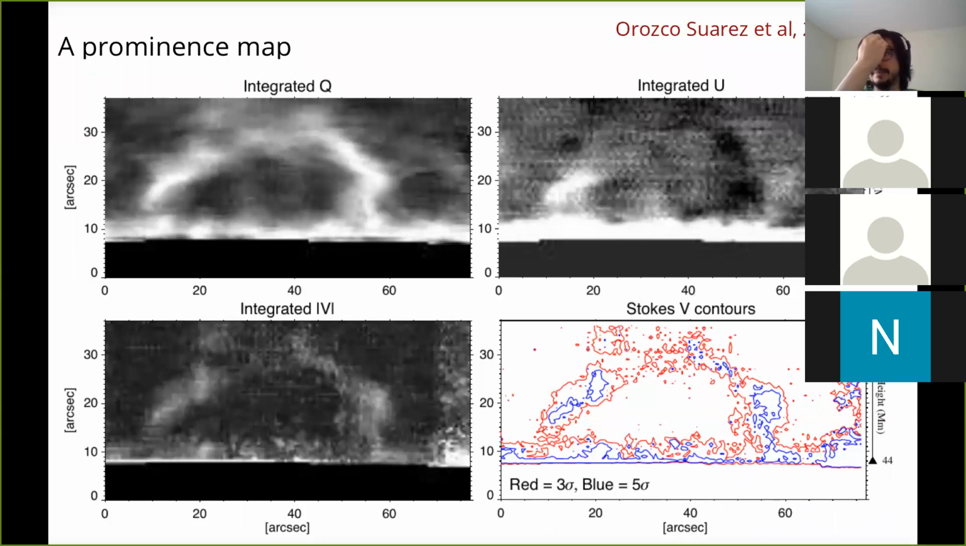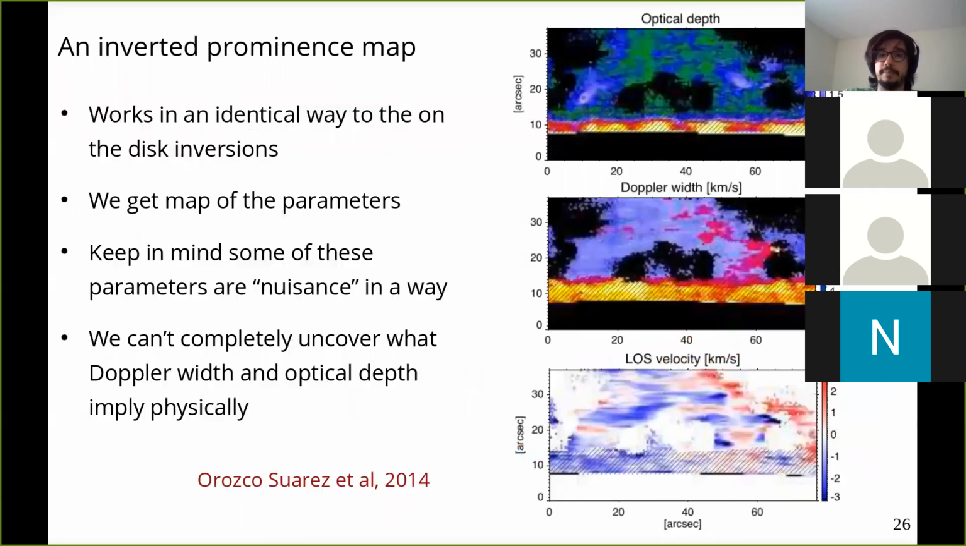Okay, and now what we can take a look is what these people did. What these people did is now they took this model that we talked about, they took Hazel, they analyzed each pixel of this to produce the map of the physical parameters of the prominence, the same way that we do for the photosphere.